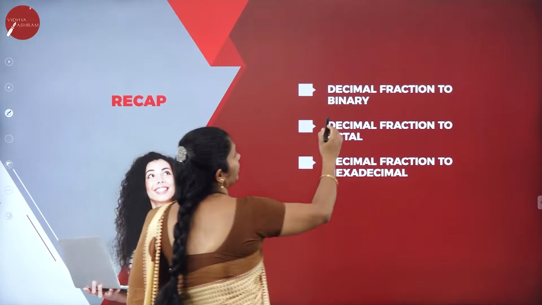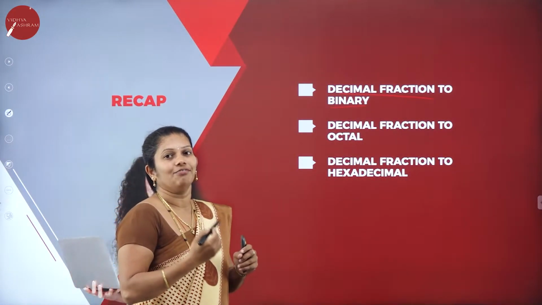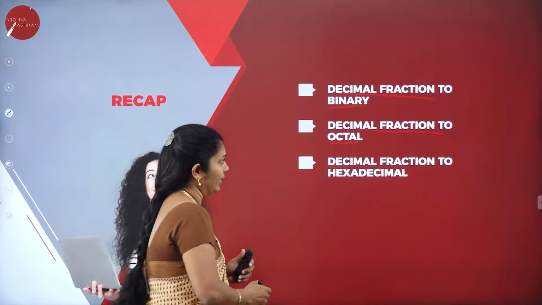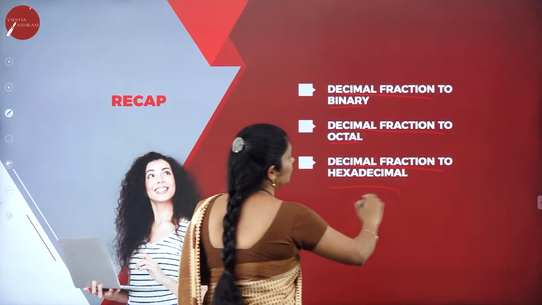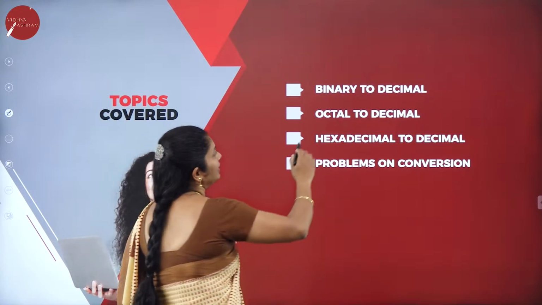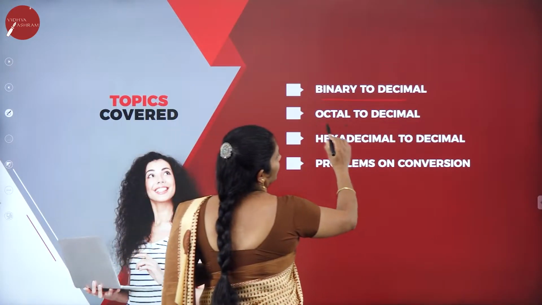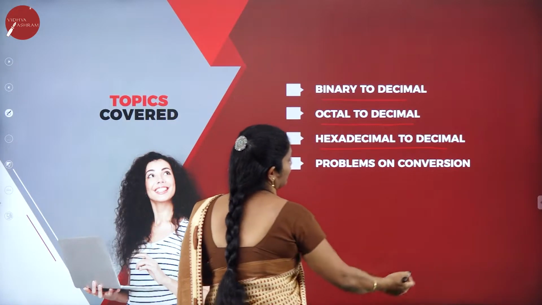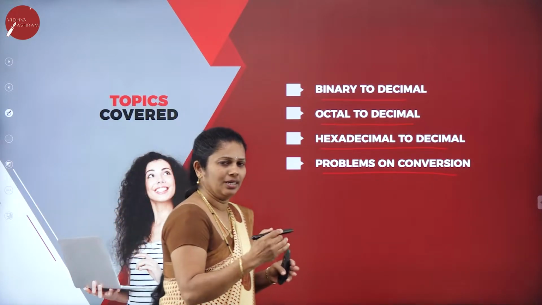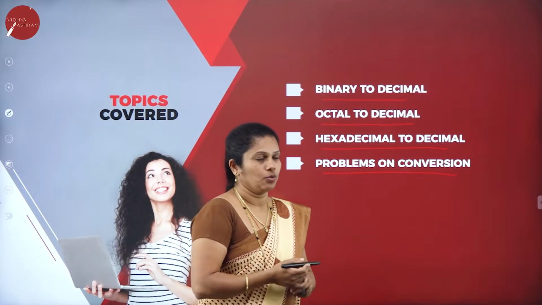In the previous session, you already came to know how to convert a decimal number, especially fractional numbers, to binary format, decimal fractions to octal format, as well as decimal fractions to hexadecimal format. In today's class, you will learn how to convert a given binary number to decimal, octal number to decimal, hexadecimal number to decimal, as well as a few problems on conversion, especially from binary to octal, octal to hexadecimal, or hexadecimal to binary. All types of conversion problems you will come to know today.